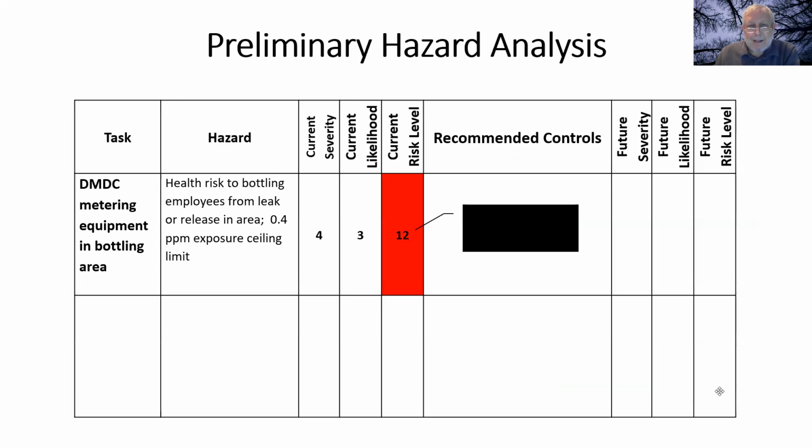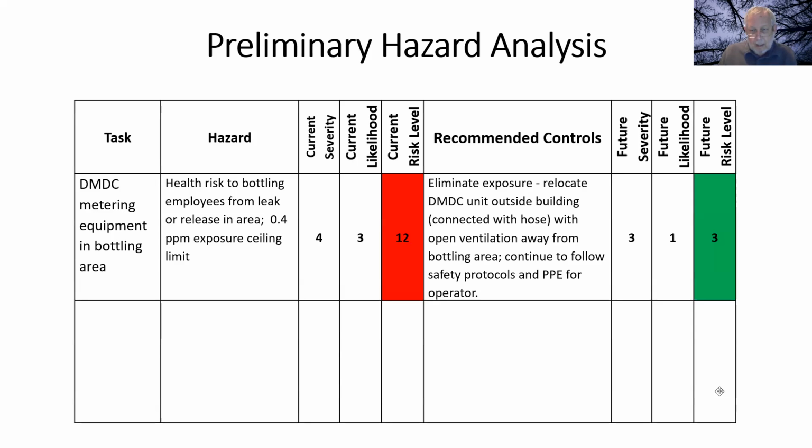So there's their preliminary hazard analysis for this one, the DMDC metering equipment in the bottling area. It's a health risk to bottling employees from a leak or release in the area. Now you can see it says 0.4 parts per million exposure ceiling limit. Current severity 4, 3, and then 12. The recommended controls are eliminate the exposure, relocate the unit outside the building, and connect it, of course, to the place you're going to use it with a hose, with open ventilation away from the bottling area. Continue to follow safety protocols and PPE for operator.